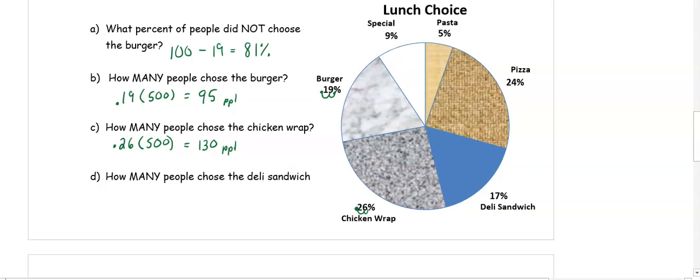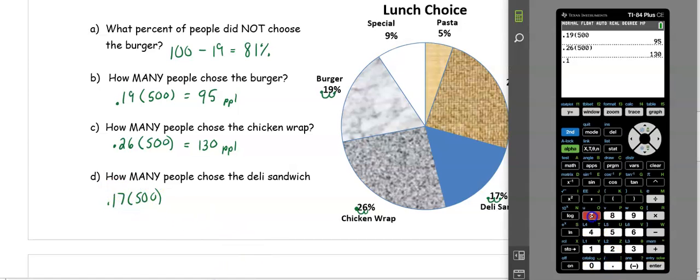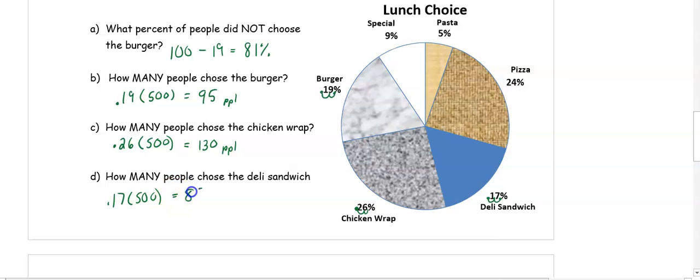How many people chose the deli sandwich? So there's 17%. So 17% is 0.17 times 500. And we get 85 people.